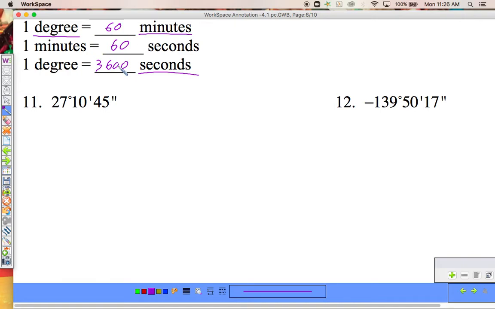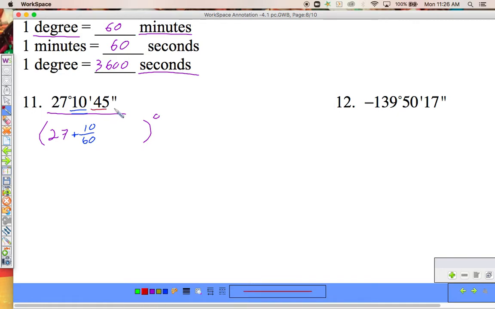So what I'm going to ask you to do is give me a decimal for the angle that has 27 degrees, 10 minutes, and 45 seconds. To get a decimal, I'm trying to convert all of this to a single degree. So I'm going to take my 27 and then add 10 minutes. 10 minutes, in terms of a degree, is 10 out of 60, so I'm going to put my minutes over 60.